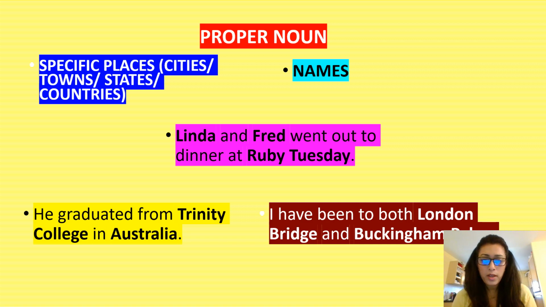Linda and Fred went out to dinner at Ruby Tuesday. So Linda, Fred, and Ruby Tuesday are proper nouns. He graduated from Trinity College in Australia. So Trinity College and Australia are proper nouns. I have been to both London Bridge and Buckingham Palace. So London Bridge and Buckingham Palace are both proper nouns, and proper nouns always begin with a capital letter.